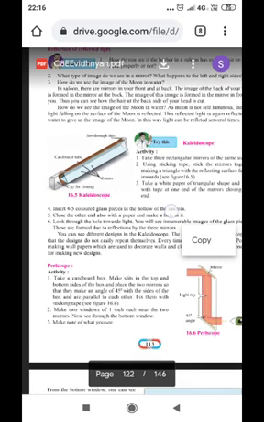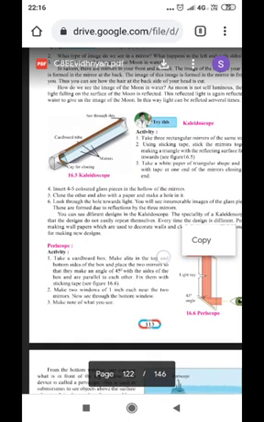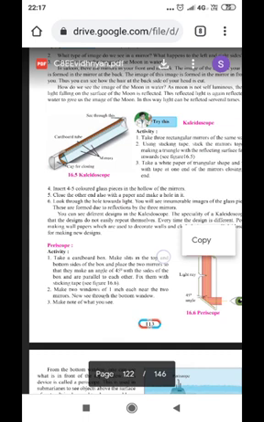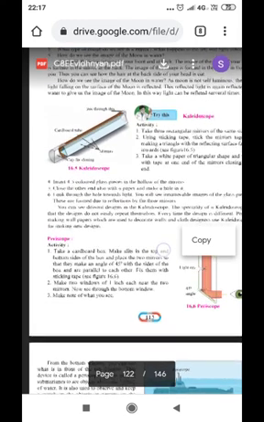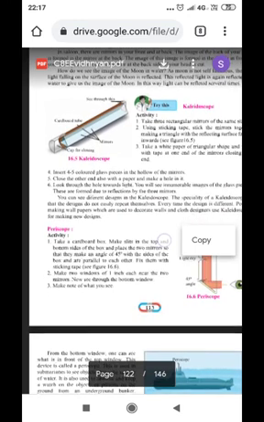How do we see the image of the moon in water? As the moon is not self-luminous, the sunlight falling on the surface of the moon is reflected. This reflected light is again reflected by water to give us the image of the moon. In this way, light can be reflected several times.